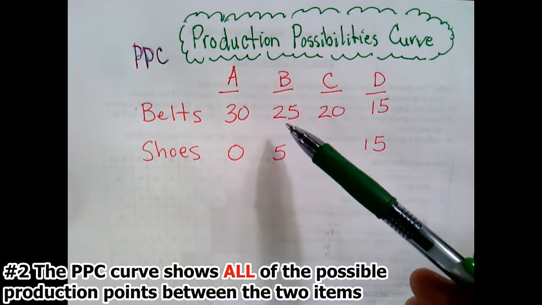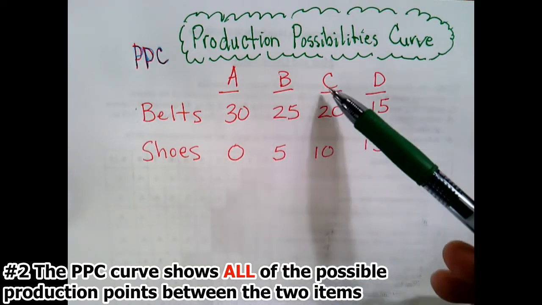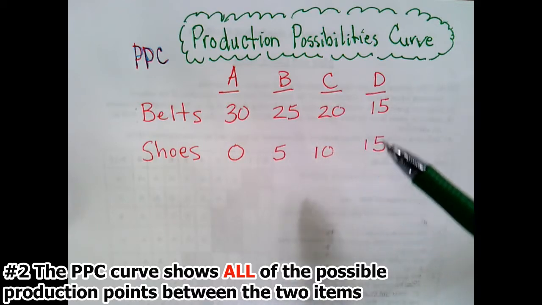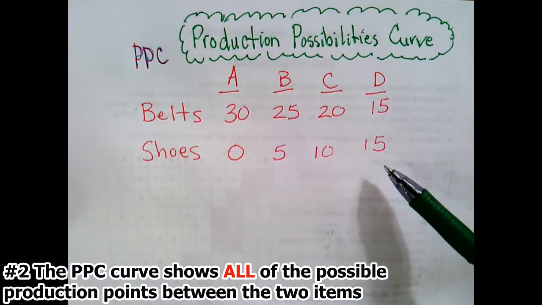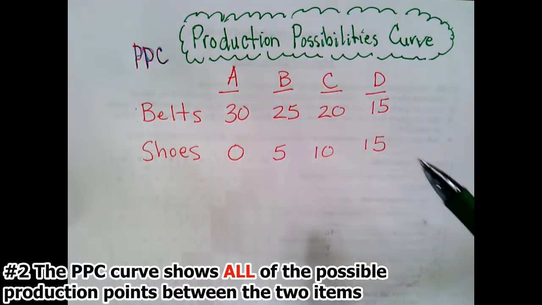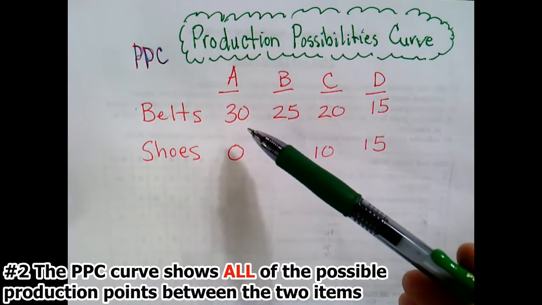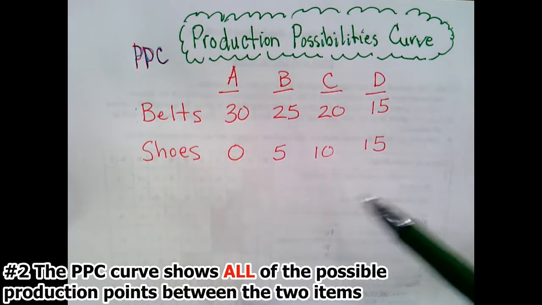At point B, when we make 25 belts, we can make 5 shoes. At point C, when we make 20 belts, we can make 10 shoes. And at point D, when we make 15 belts, we can make 15 shoes. So once again, as you go, what do you notice about this? As you decrease one item, the other item you're making more of.